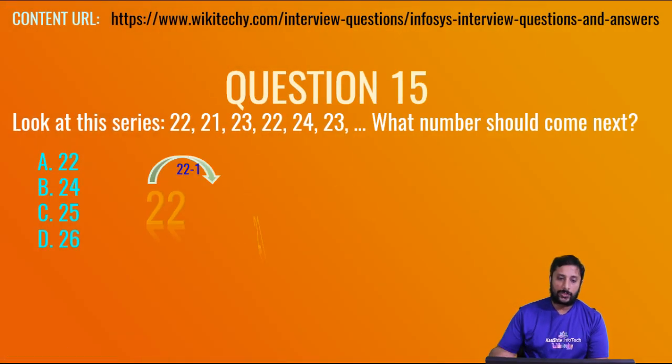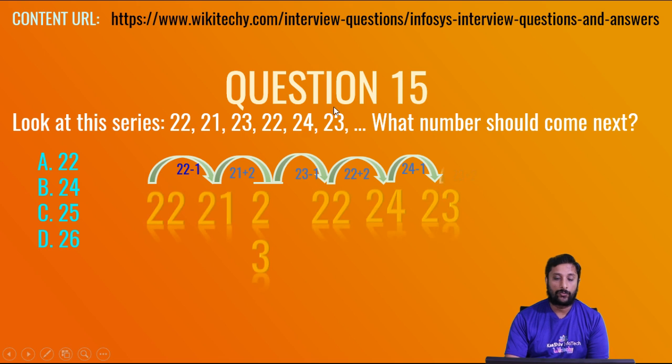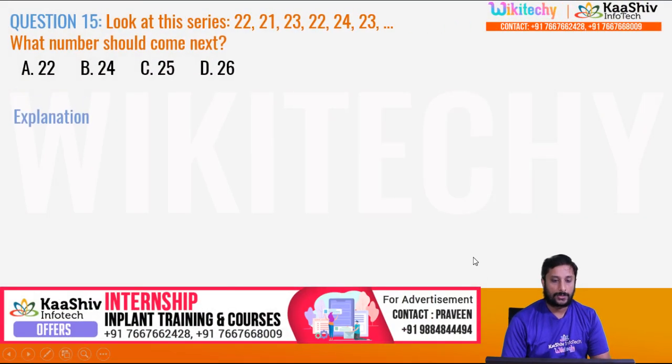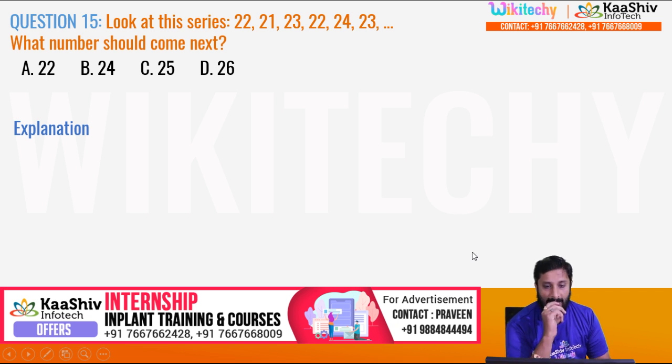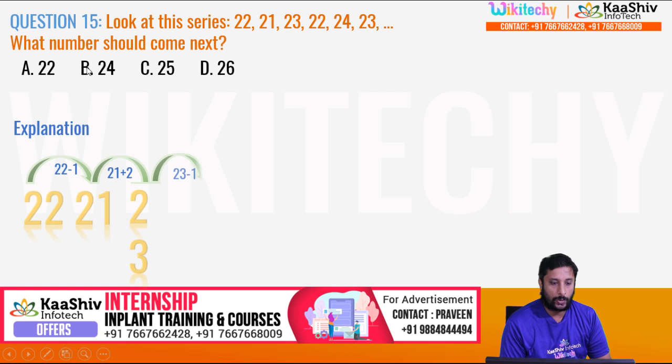Let's move on to the next question. 21, 22, 21, 23, 22, 24, 23. Over here 22 minus 1 is 21, 21 plus 2 should be 23, 23 minus 1 is 22, 22 minus 1 plus 2, minus 1 plus 2, minus 1 plus 2. So that's the pattern. So solving this equation, you'll be getting the answer as minus 1 plus 2, it should be 23.